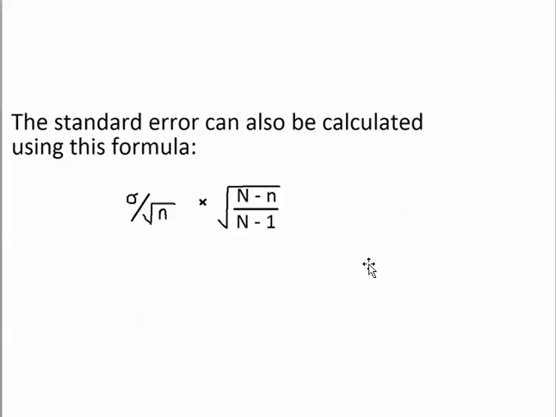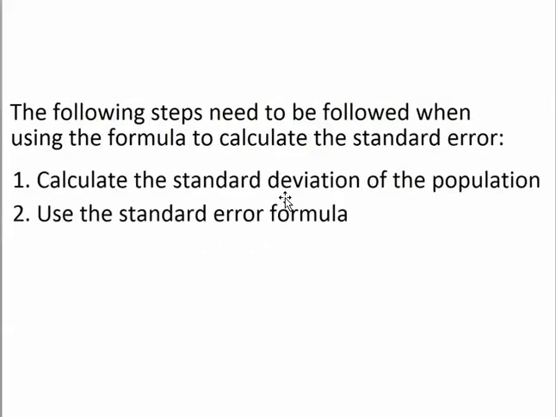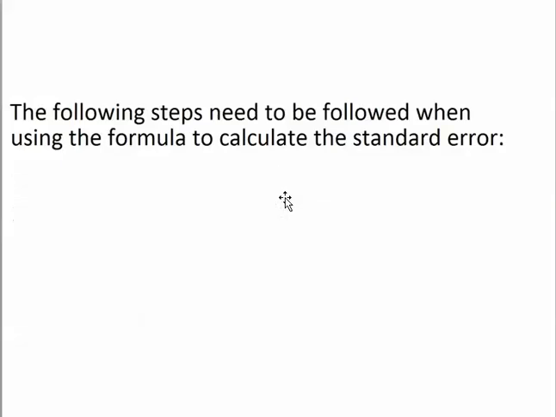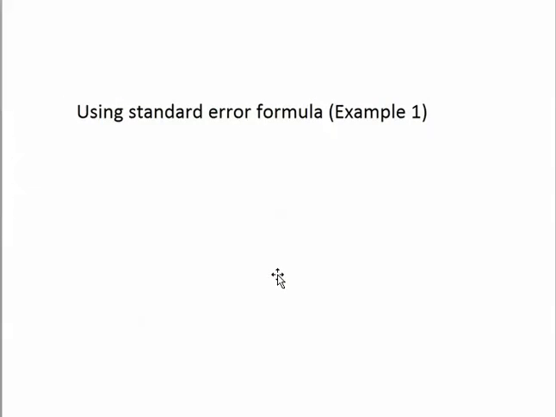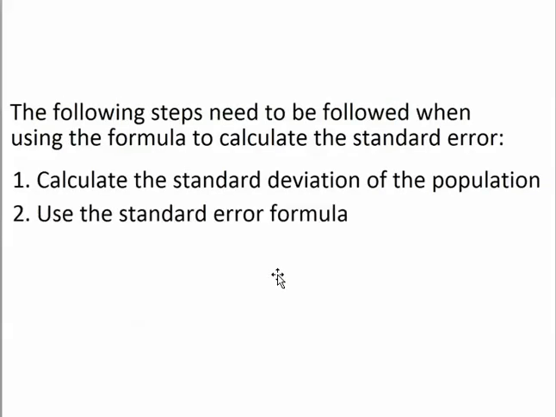It's also possible to calculate the standard error with this shortcut formula right here. This sigma is the population standard deviation. This n is the sample size. This capital N is the population size. So let's see how this works. If we want to use the formula, we have to know what the population standard deviation is, because that has to go in here. So we have to calculate the standard deviation of the population, then we can use that formula.